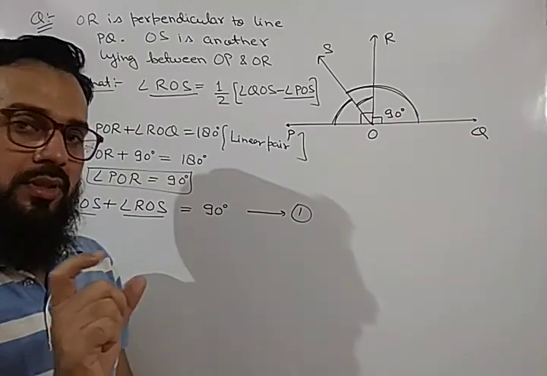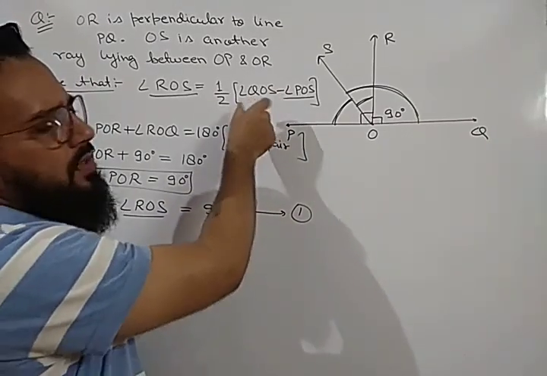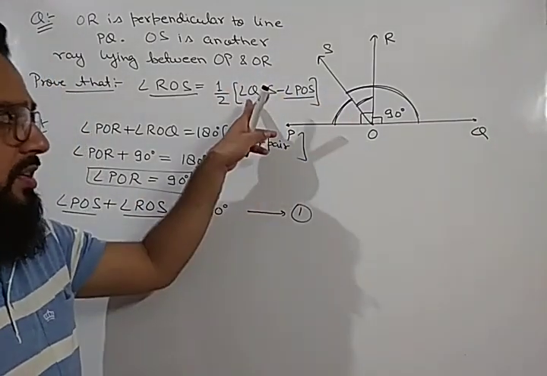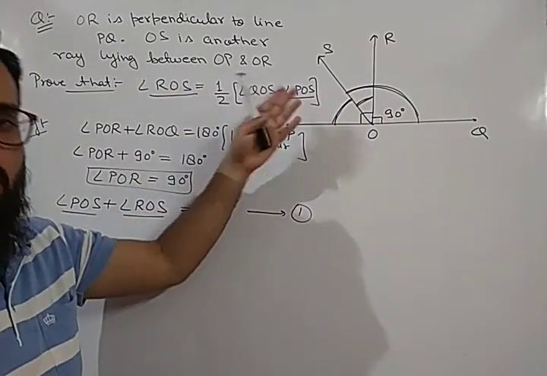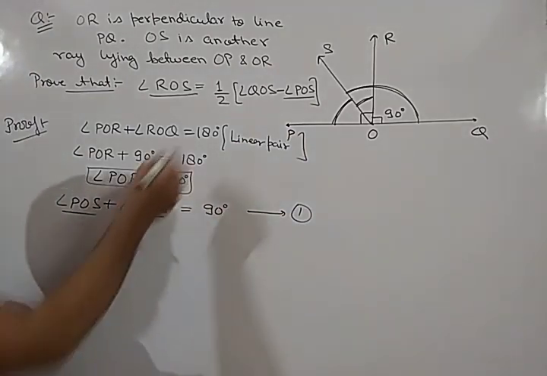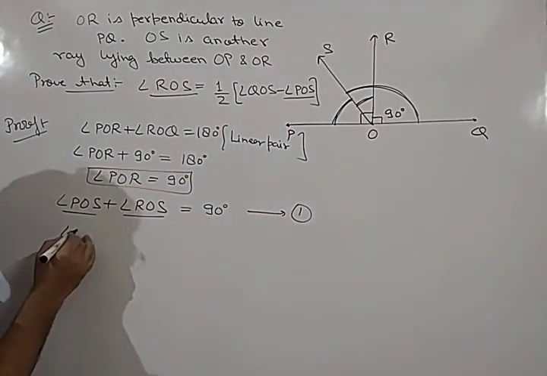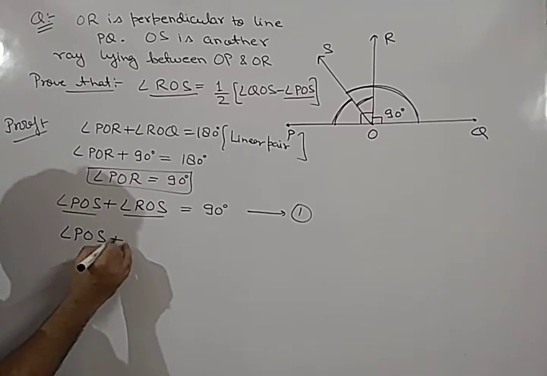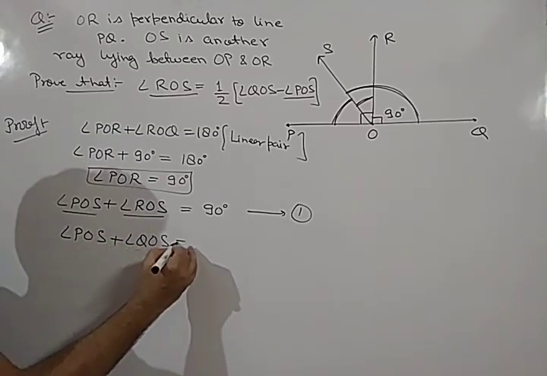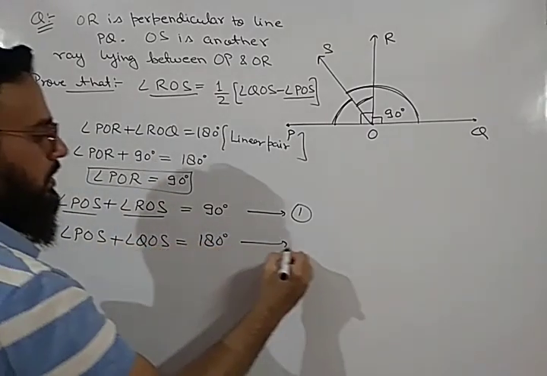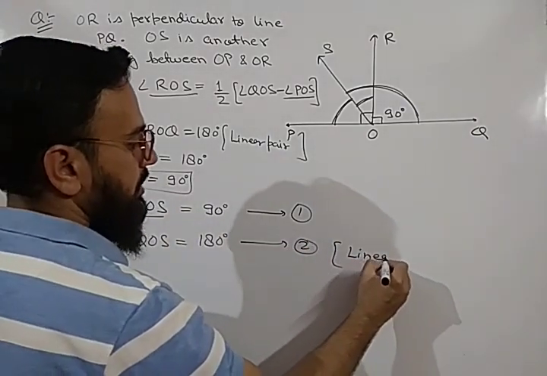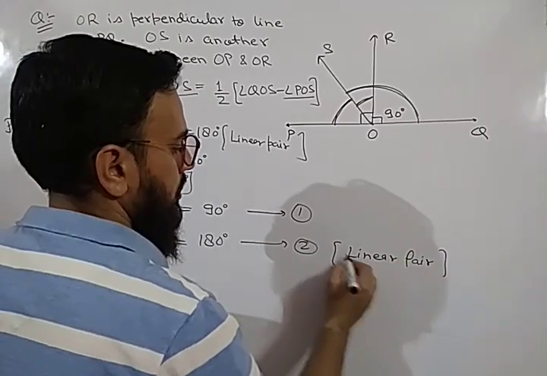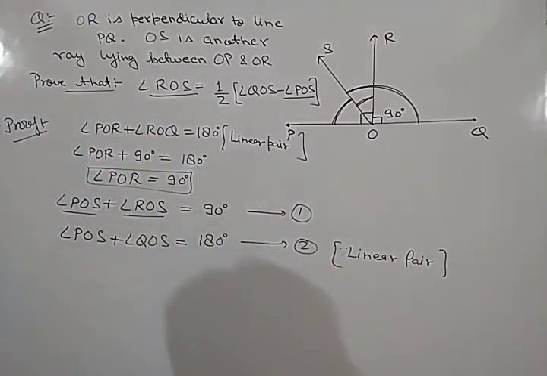First we have to check the answer, what we want to get. We got angle QOS and angle POS, which we also require. So we will form an equation in terms of these two angles. Angle POS plus angle QOS is equal to 180 degrees. This is equation number 2. And what is the condition here? These are a linear pair. Since they are a linear pair, the sum of these two angles is 180 degrees.